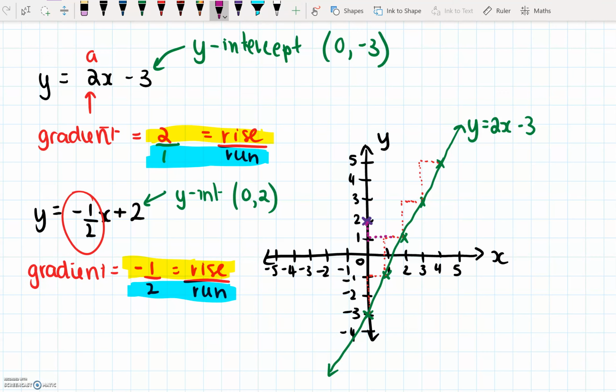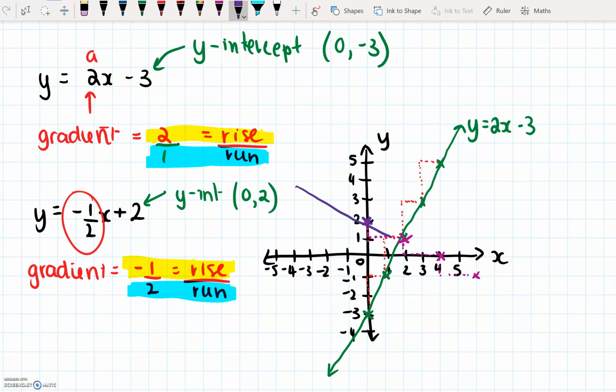So we're going to go running 2, put a mark. Same spot as the last one. Drop 1 and run 2, put a mark. Drop 1, run 2, put a mark. And again, you can see that you get a really nice line.